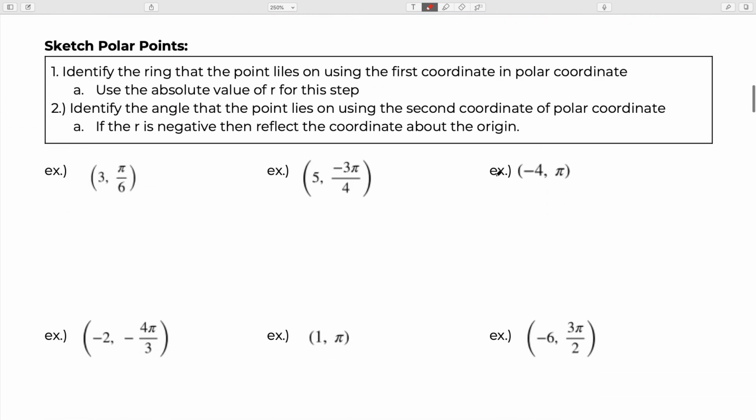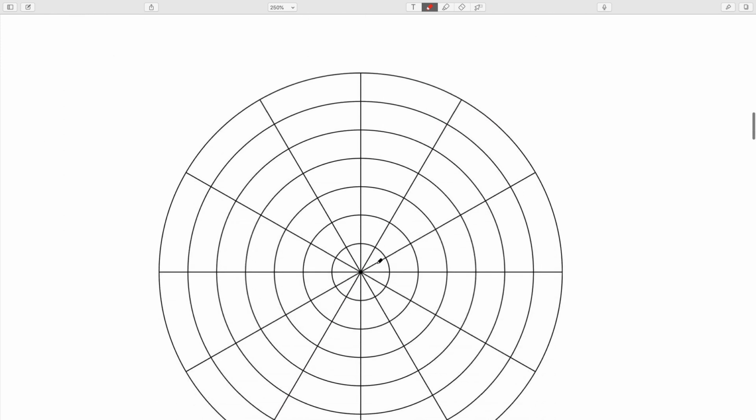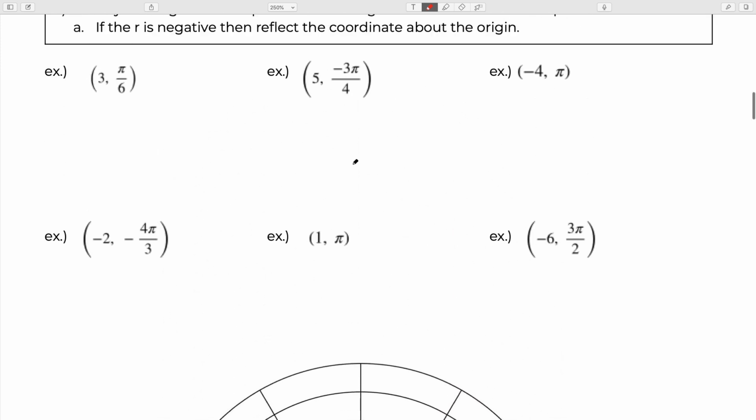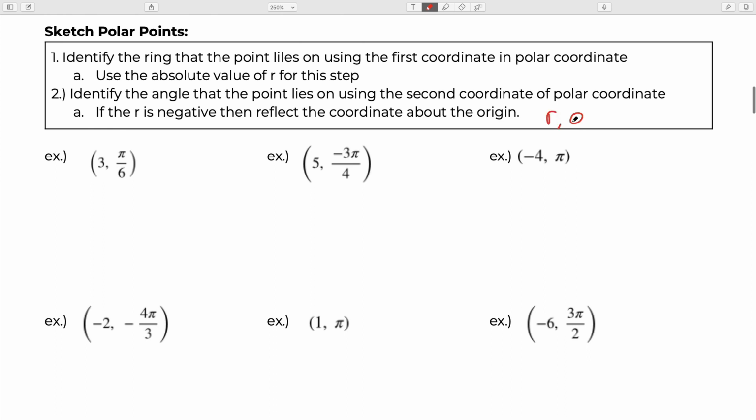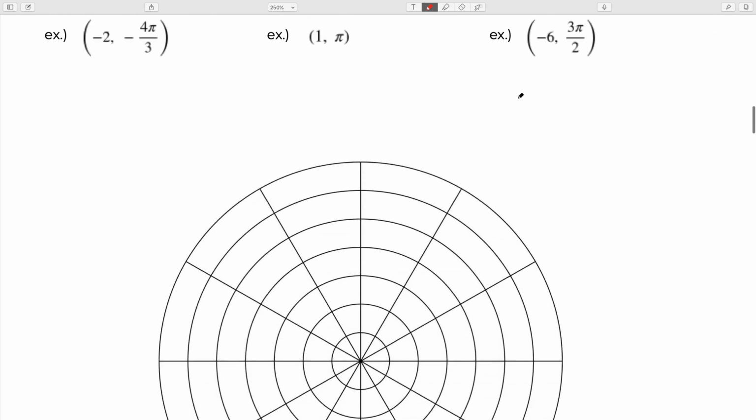All right, so now let's actually go and practice sketching our polar points. So now hopefully you have an understanding of the angles. I'm going back to radian mode to remind you of how to do radians. We could easily swap these out for degrees. And now what we're going to do is plot them on the polar graph. So remember, all of these are in the form of r comma theta.